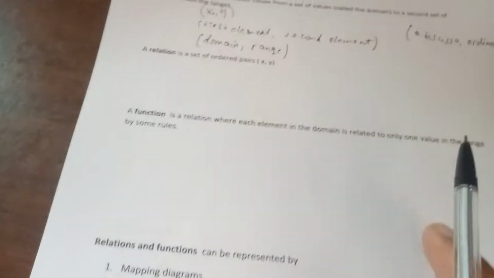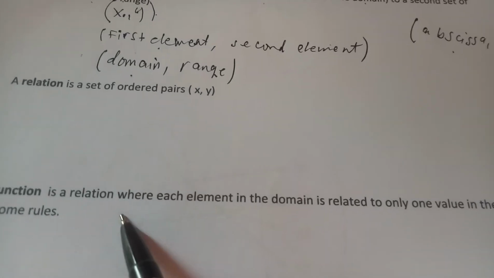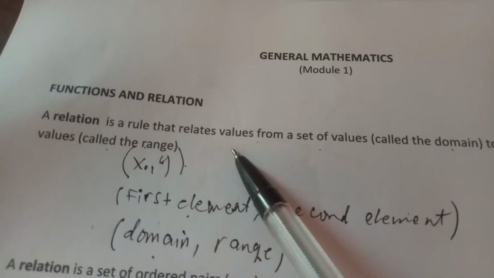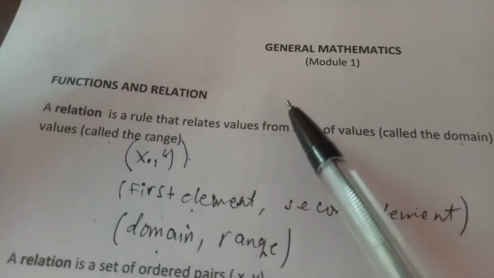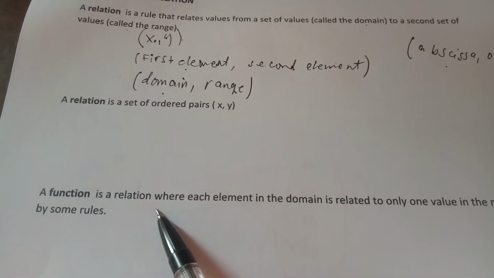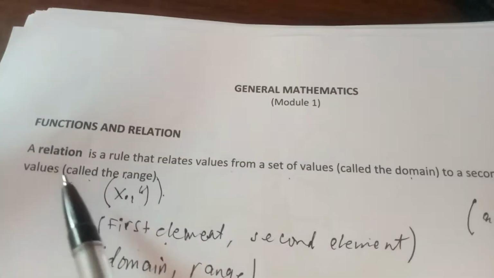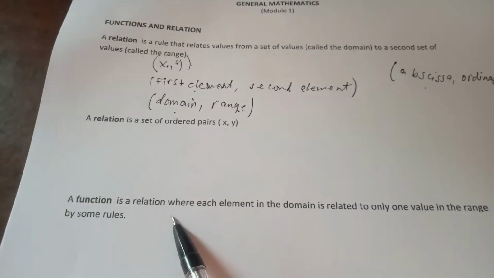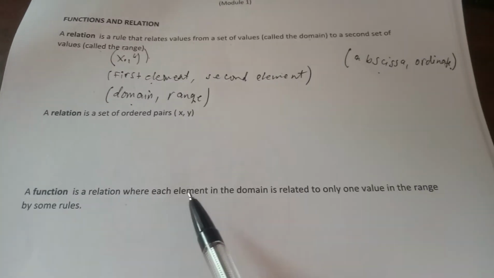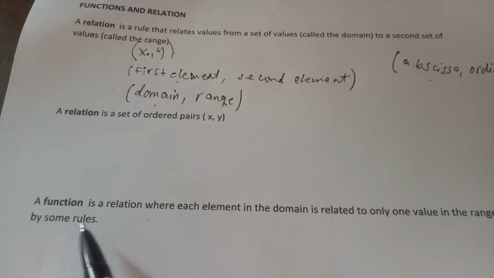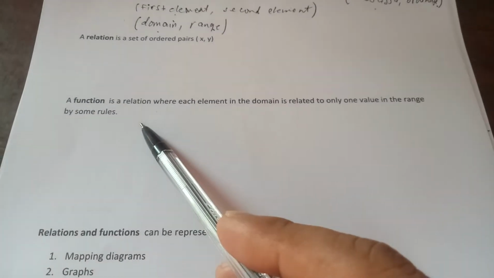Okay, say for example, let us go to function. A function is a relation, but in the definition of relation, relation is not a function. There are some relations which are functions, but all functions can be relations. Again, some relations can be functions, but all functions are relations. So a function is a relation where each element in the domain is related to only one value in the range by some rules. So this is now the function.